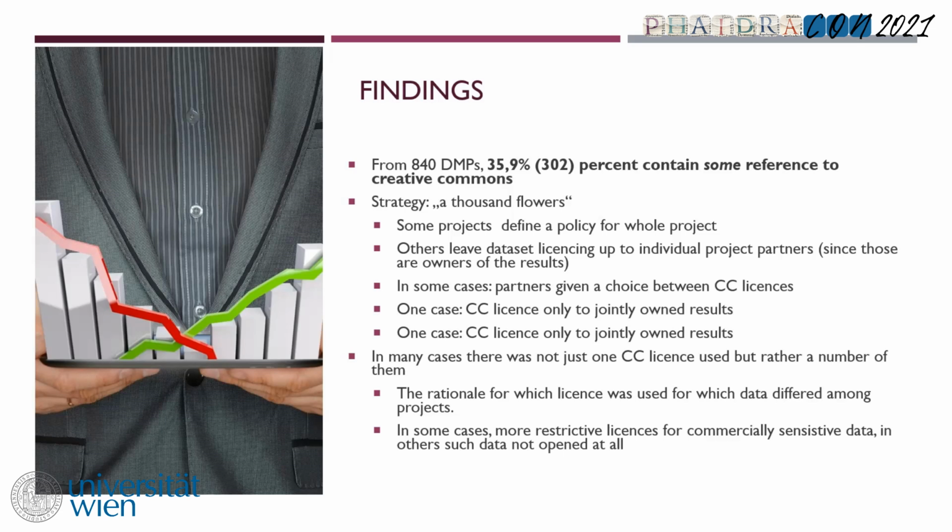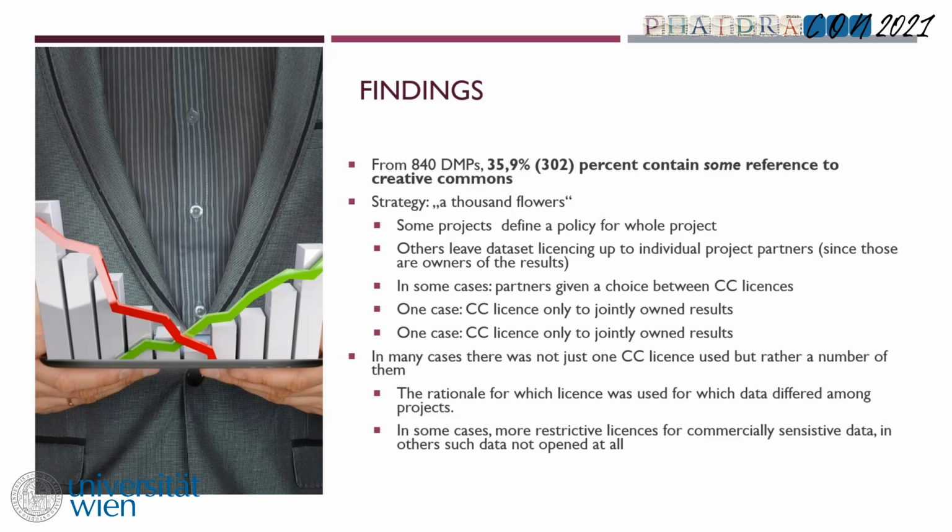And then I looked at this in more detail, and you can see that different projects really have different ways of how to deal with Creative Commons licenses. So this is why I called it 1,000 flowers, because there are many, many different approaches. Some say, well, what Creative Commons license we use, it's really up to the individual project partners. Others say, well, we give them a choice between different Creative Commons licenses and the partners can choose between them.